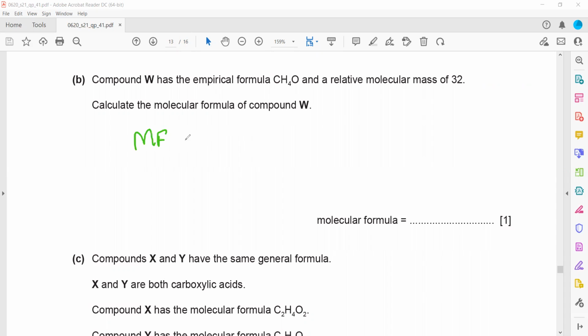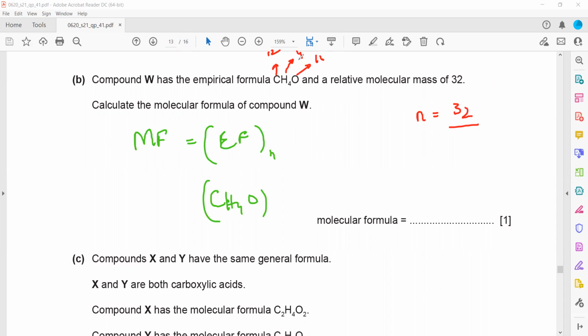So molecular formula is empirical formula times n. Empirical formula is CH4O. And what about the n? n is the molecular mass, which is 32, divided by the empirical mass. So carbon is 12, hydrogen is 4, and oxygen is 16. Hydrogen is 4, so 1 multiplied by 4. And this, so it will be 12 plus 4, 16, and 16 plus 16, 32.